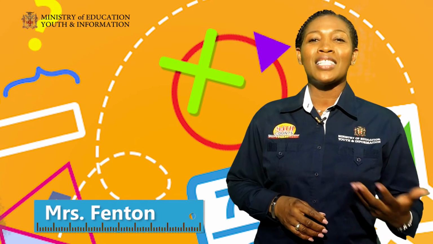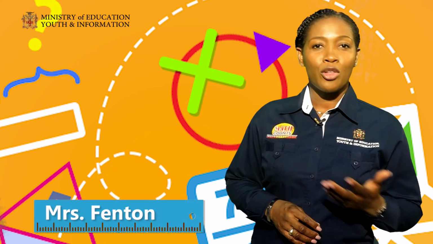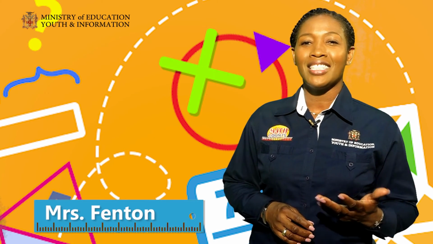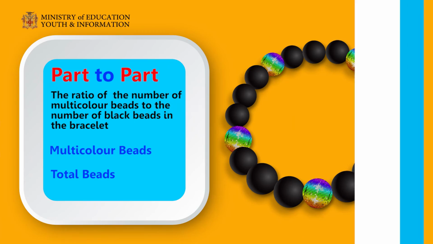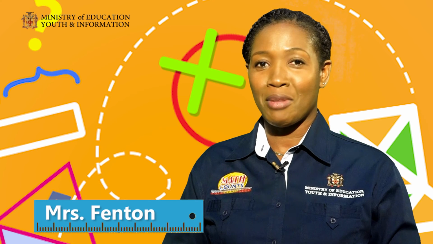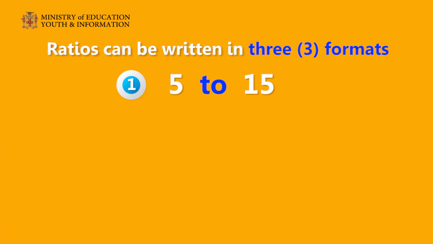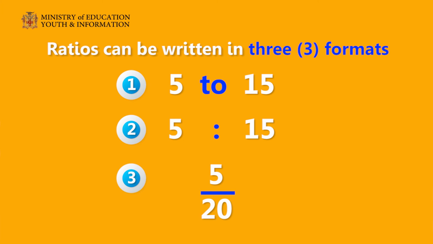Ratios can also compare a part of one whole to another part of the same whole, part to part. Example, the ratio of multicolor to black in the bracelet of 20 beads is 5:15. Ratios can be written in 3 formats. 5 to 15 using the word to, 5:15 using a colon, or as a fraction, 5/20.